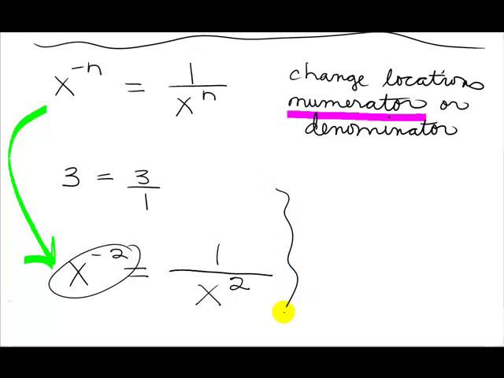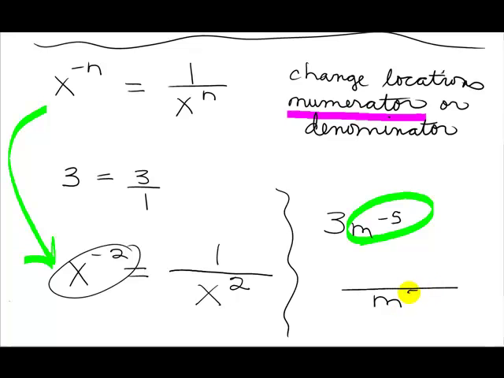So if we had 3m to the negative 5, remember that your exponent only affects what it touches. So in this case, the m will move to the denominator, will change locations, but the 3 will stay in the numerator.